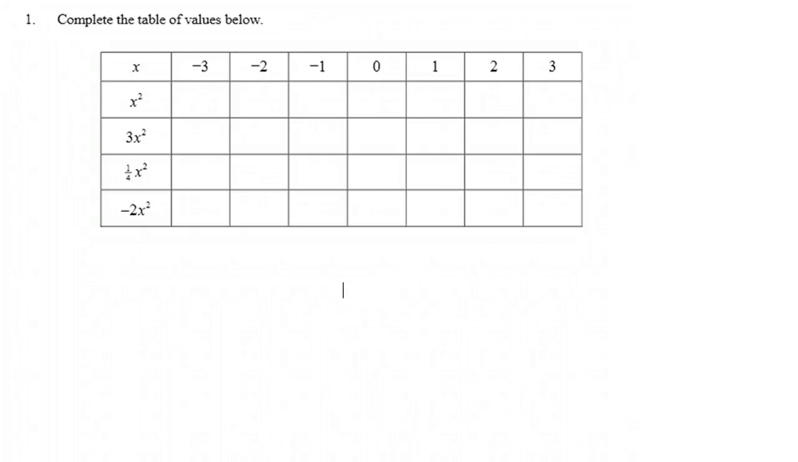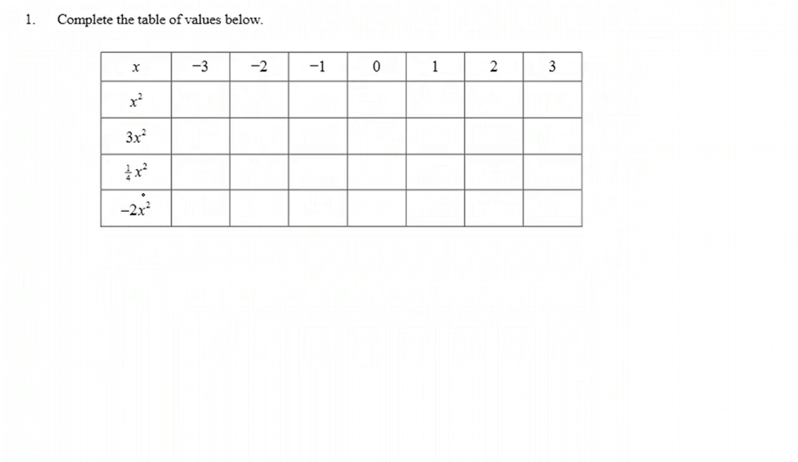Hello, in this video we're going to continue to explore the graphing of a quadratic relationship, sometimes called a quadratic function, and we're going to look at the specific situation when you put a constant term in front of the x squared. So notice here this would be 1x squared, it's 3x squared, 1/4 x squared, negative 2x squared.